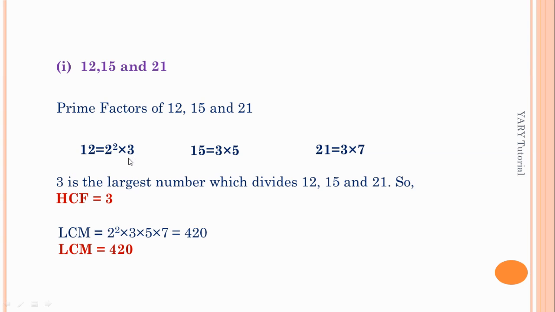To find the LCM, you take the highest power of the common factor, and all the other factors you just multiply as is. Here 2 is not common, so 2 square you write as is. 3 is common in all of these, so you take only one 3, and then 5 and 7. When you multiply all this, we get LCM as 420.